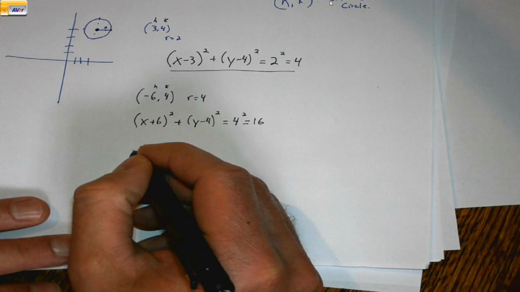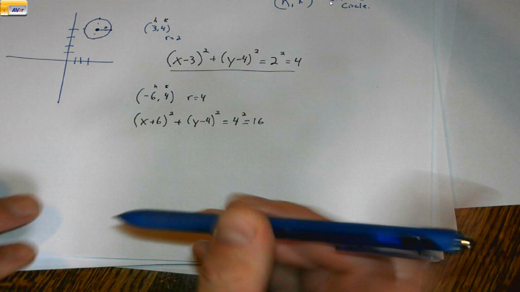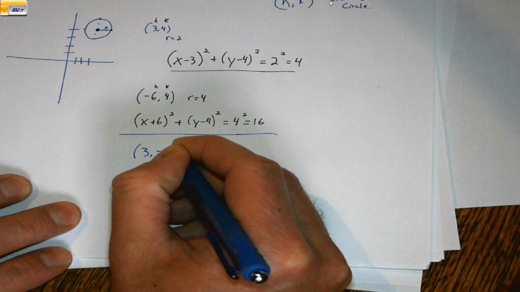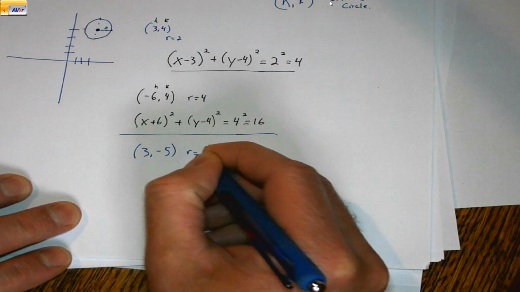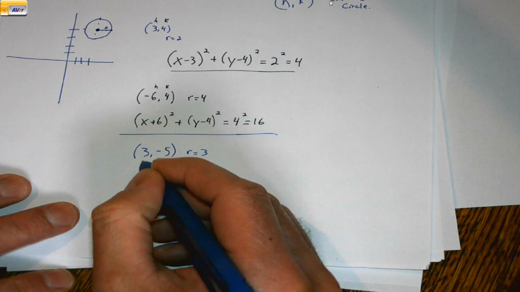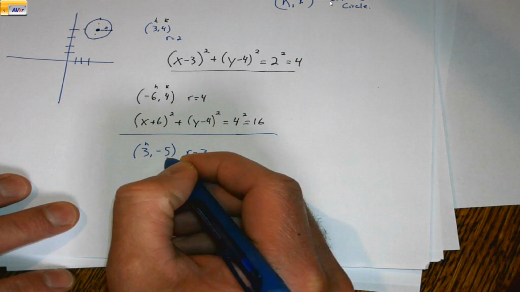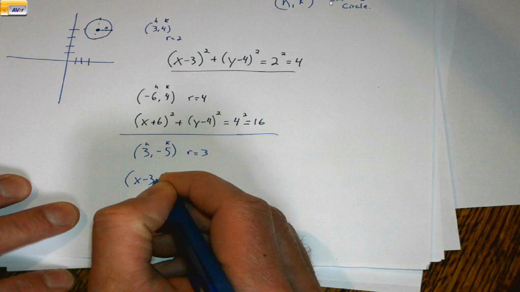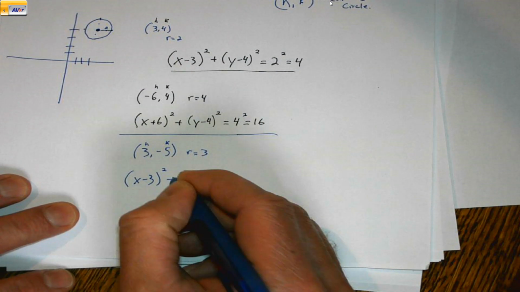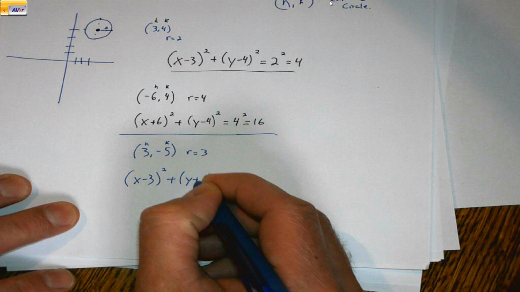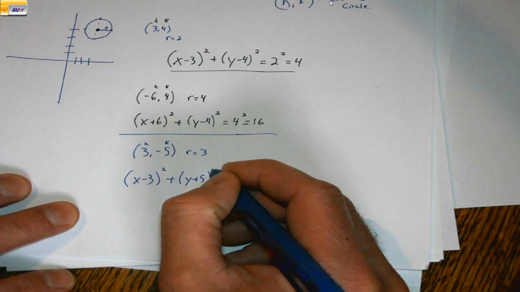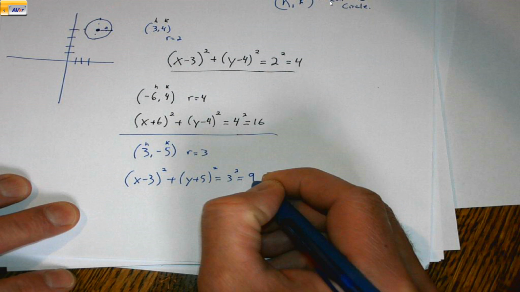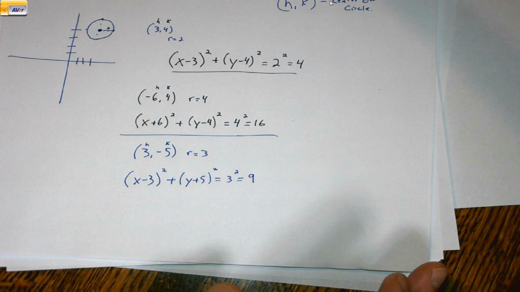One more quick example like that. Let's say we go (3, negative 5). We'll do a radius of 3 this time. Once again, 3 is the h, and the negative 5 is the k. We write it out: (x minus 3) quantity squared plus (y plus 5), remember again, because it's minus and negative, quantity squared, is 3 squared, which is 9. I know, it's really, really tough stuff here, okay?